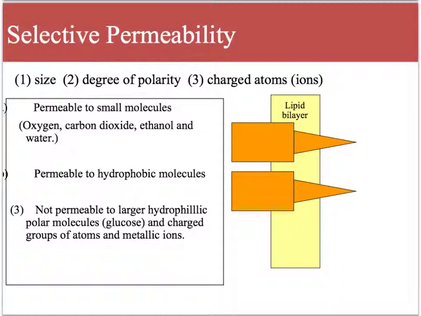Okay, so when we talk about selective permeability, and this is where I liken a plasma membrane to a fly-by screen. Some things come in, some things can't come in. With your plasma membrane, the 3 things that it is selectively permeable to that you need to know this year are size, degree of polarity, and charged atoms, otherwise known as ions.